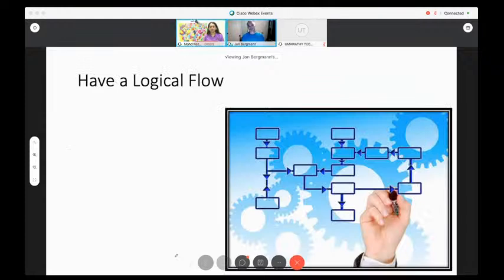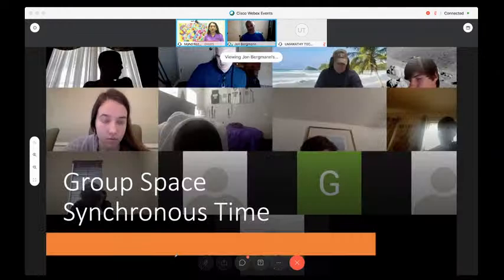And then lastly, I don't have the emblem up there, but you should have a logical flow. You should have a flow to your lesson, so that there's a sort of expectation. So I want to share with you a logical flow. Here is a Zoom room of one of my classes. There I am with one of my classes. It's not all of them, but I grabbed a screenshot of my kiddos in my Zoom room.